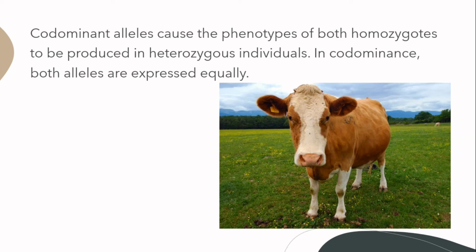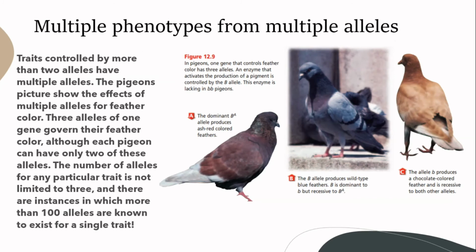Multiple phenotypes from multiple alleles. Traits controlled by more than two alleles have multiple alleles. The pigeons pictured show the effects of multiple alleles for feather color. Three alleles of one gene govern their feather color, although each pigeon can have only two of these alleles. The number of alleles for any particular trait is not limited to three, and there are instances in which more than 100 alleles are known to exist for a single trait.